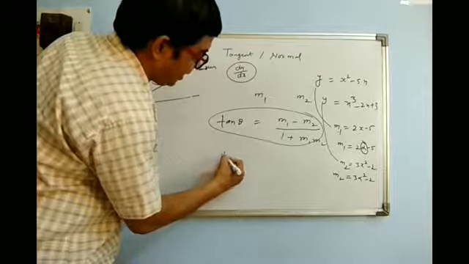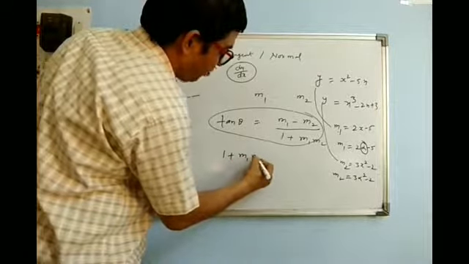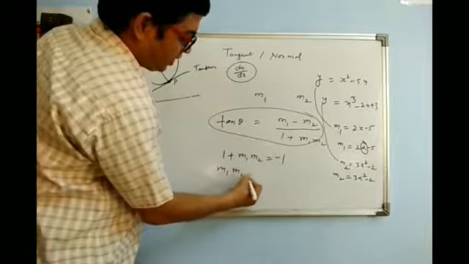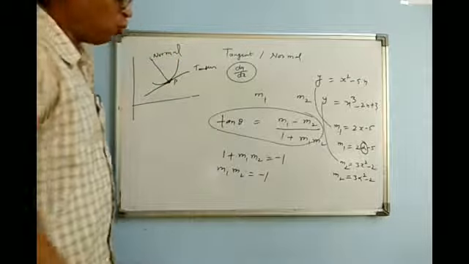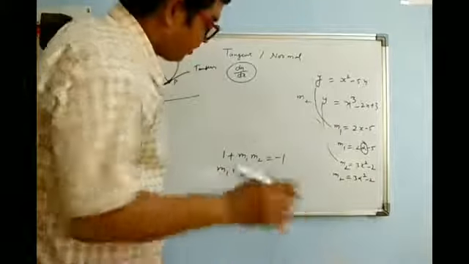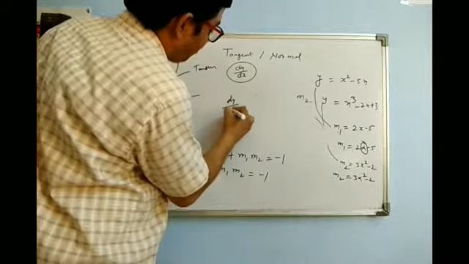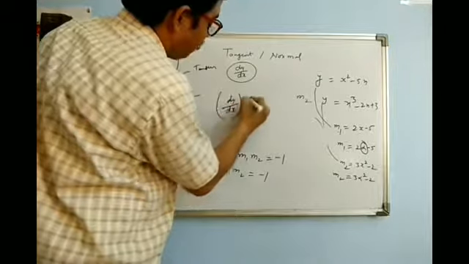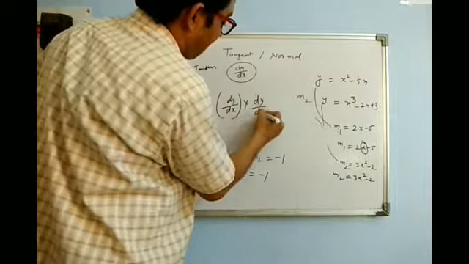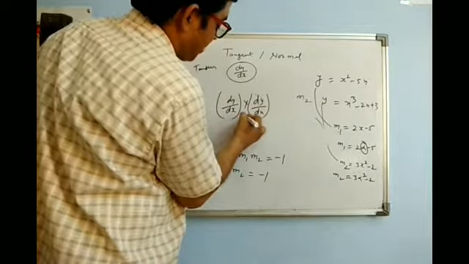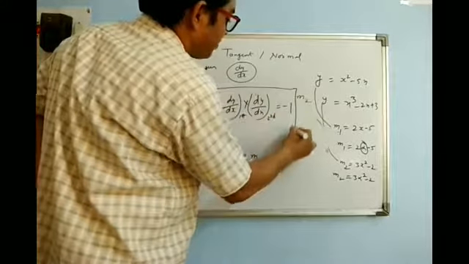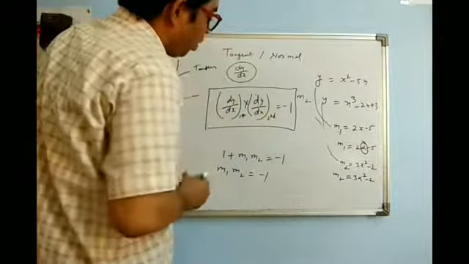Two curves are said to cut orthogonally if the angle between them is 90 degrees. If theta is 90 degrees, that means 1 plus m1 into m2 is equal to 0, so we get m1 into m2 is equal to minus 1. So two curves will be said to cut orthogonally if the derivative of the first curve into the derivative of the second curve, their product, is minus 1. Then the curves are said to be cutting orthogonally.